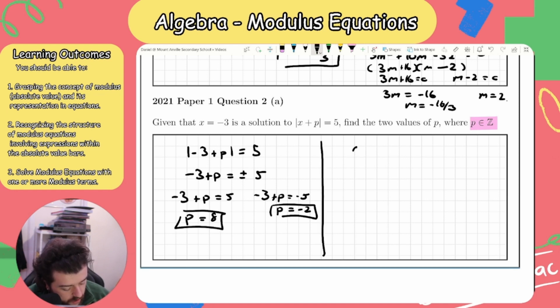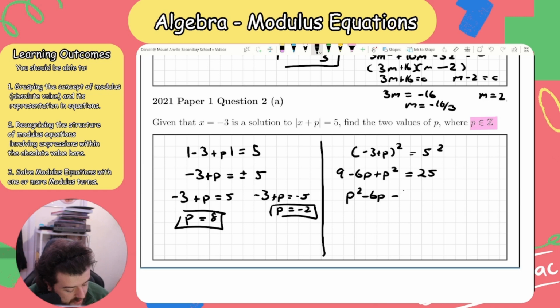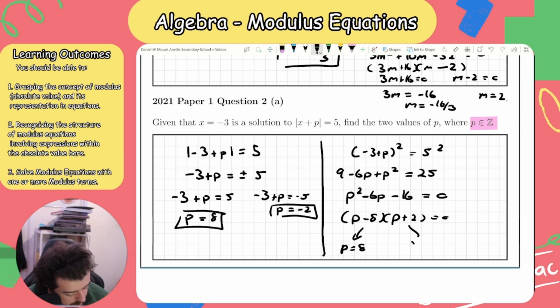Or you do (minus 3 plus p) squared equals 5 squared. This is going to be 9 minus 6p plus p squared equals 25. p squared minus 6p, 9 minus 25 is minus 16, equals 0. Two numbers to multiply to get minus 16, but add to get minus 6. That's going to be p minus 8 and p plus 2 equals 0. And p is equal to 8, and p is equal to minus 2. There you go.